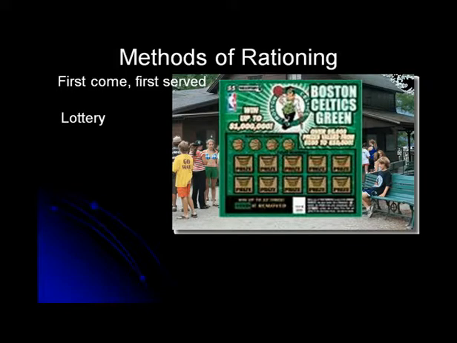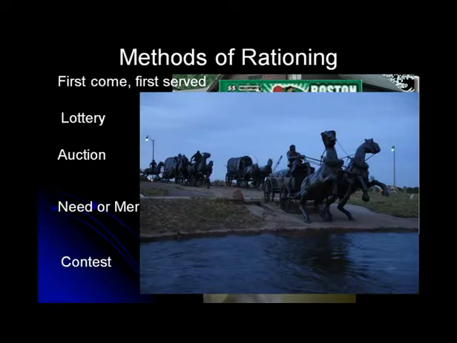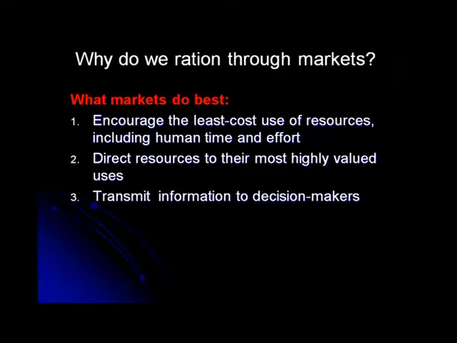While we use other methods from time to time, for the most part, our economy rations goods and services through markets. That choice is vindicated by the relative wealth of market economies and the persistent poverty of peoples burdened with non-market institutions for rationing. And over time, we've learned what makes markets address scarcity so much more effectively than other methods. First and foremost, we know that market incentives encourage the least cost use of resources, and that they also direct resources to their most highly valued uses. And how do they do that? They transmit information to decision makers in the form of prices.